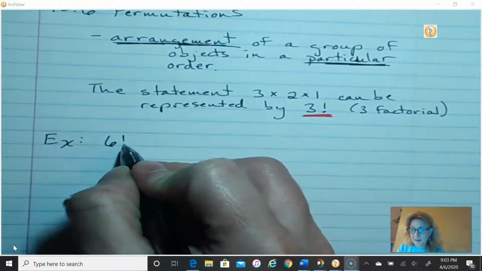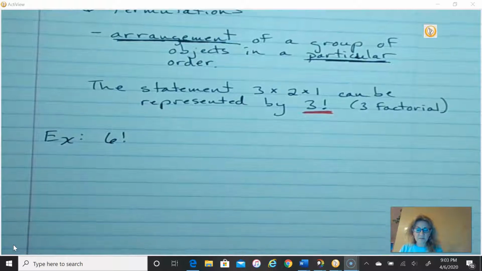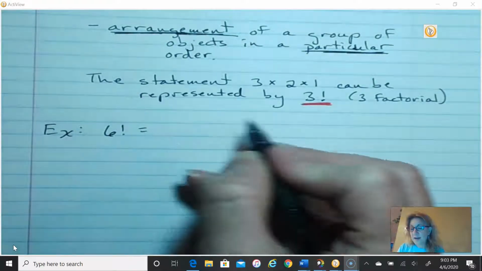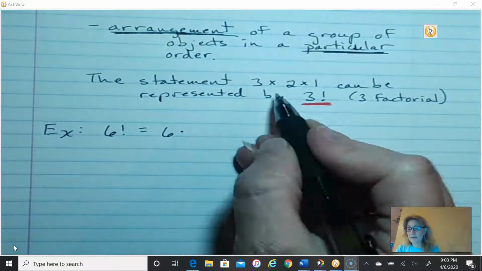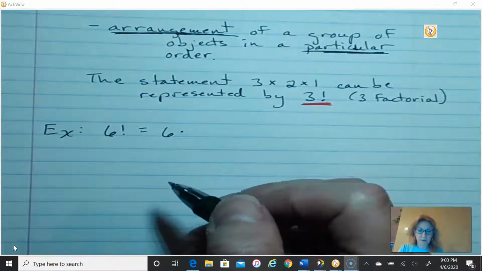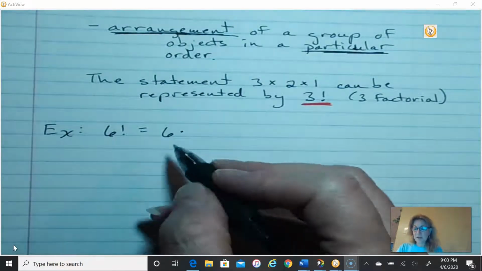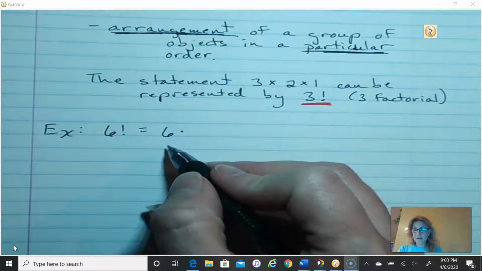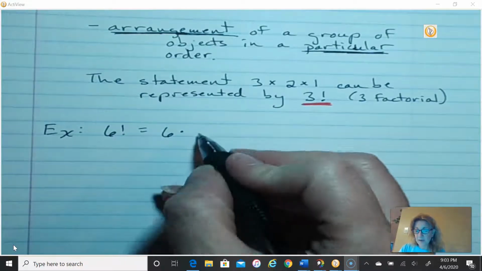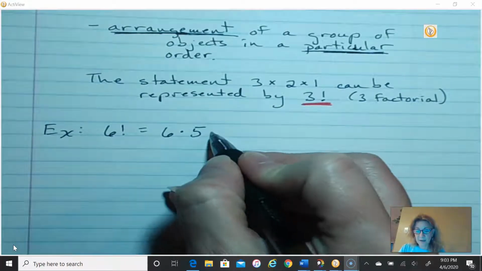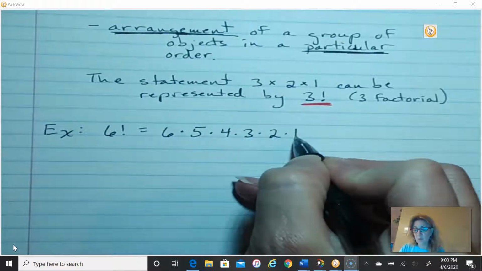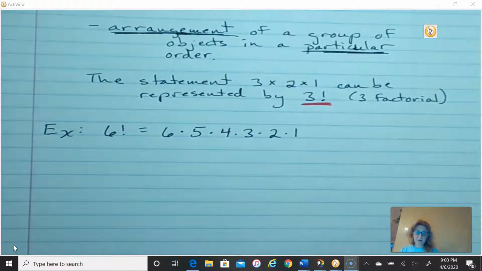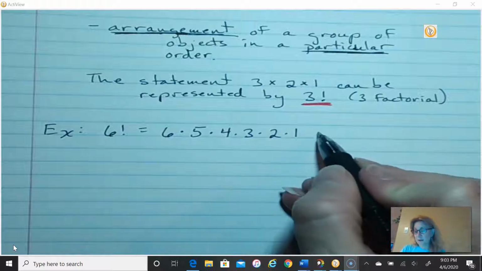So, for example, 6 factorial. You would write that as 6 times, we're going to, instead of the x's, because remember we talked about that in pre-algebra, that can mess someone up. So we're going to use the dot. So 6 times 5 times 4 times 3 times 2 times 1. That's how you would solve that. And then you would multiply it out.